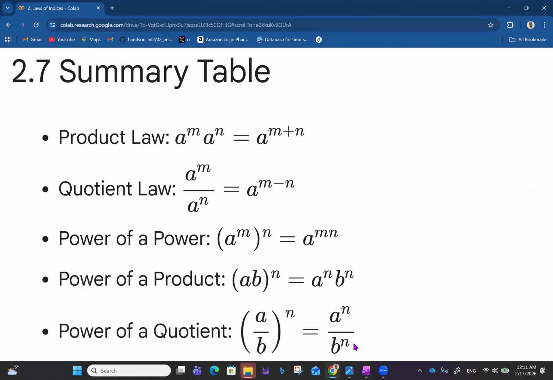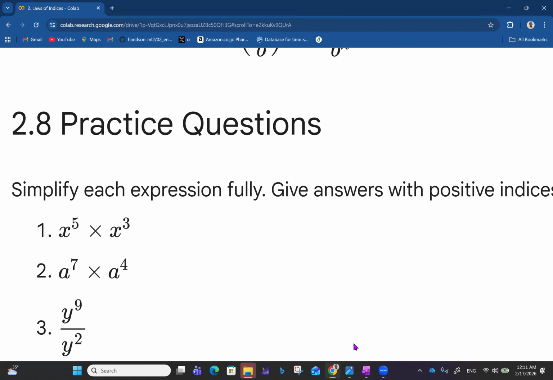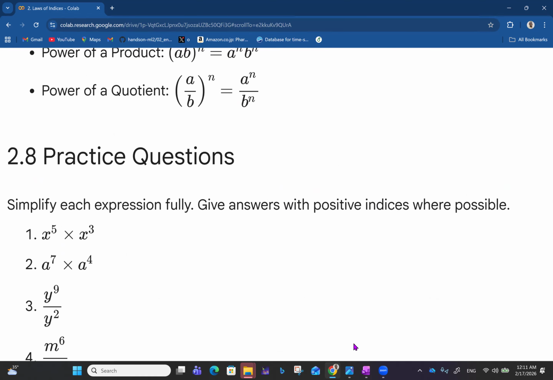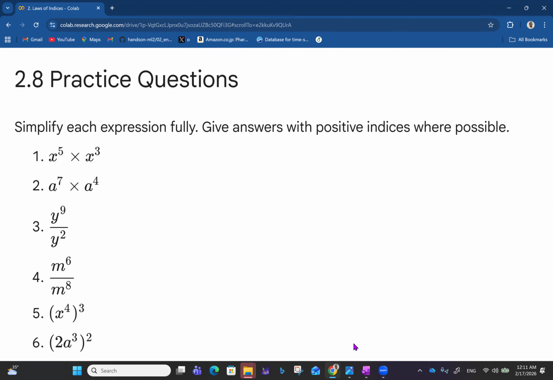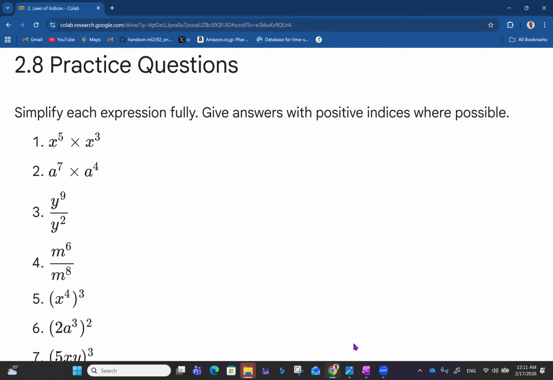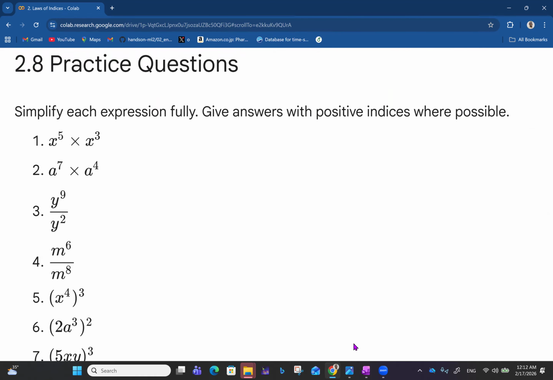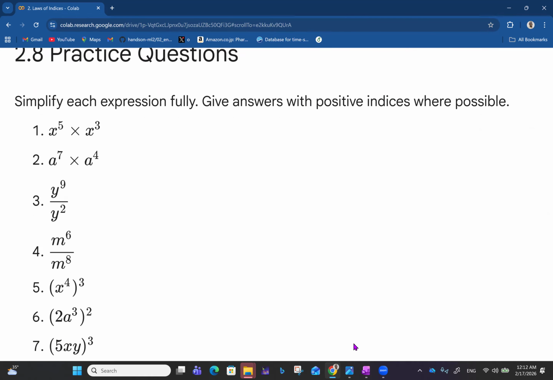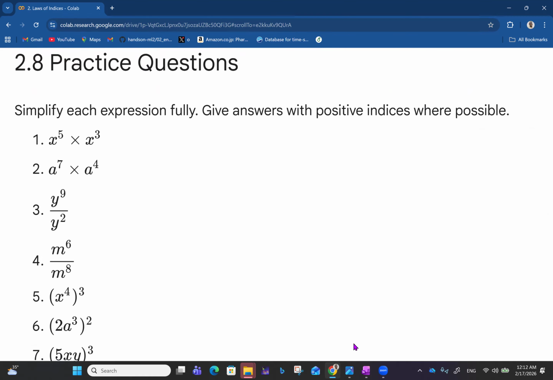That's the summary of the laws of indices: product law, quotient law, power of a power, power of a product, and power of a quotient. Okay. So we have some practice questions we can try our hands on, 20 of them as usual. So maybe I can show them in fives. So practice question: simplify each expression fully. Give answers with positive indices where possible. So it means if you have a negative in this index, you have to change it to a reciprocal, right?